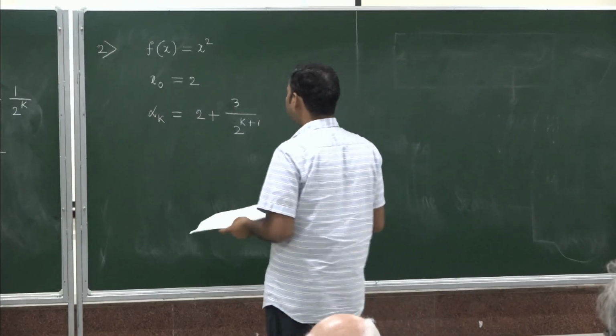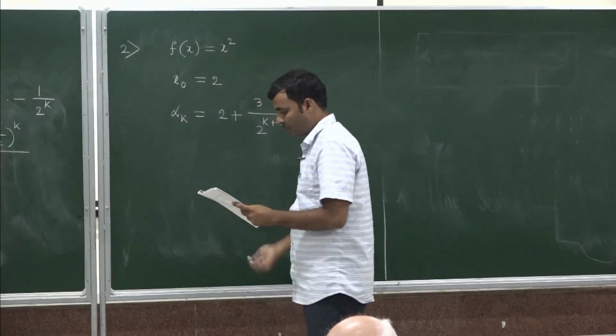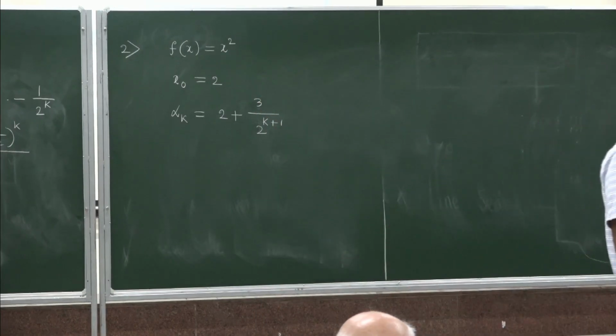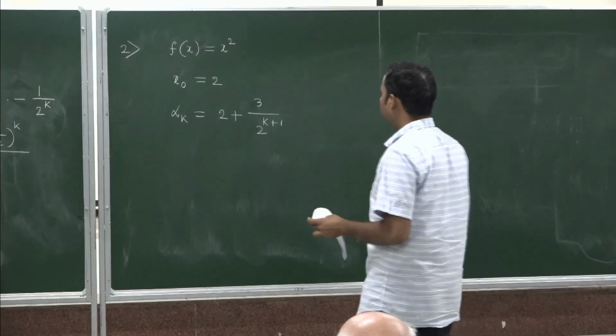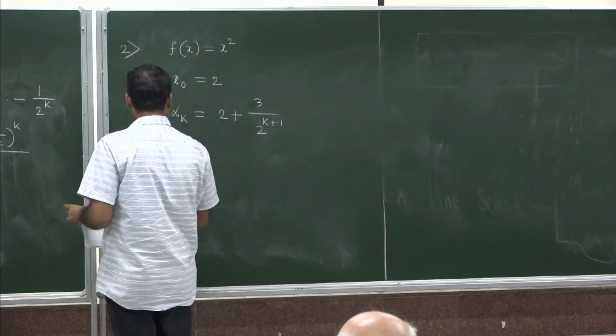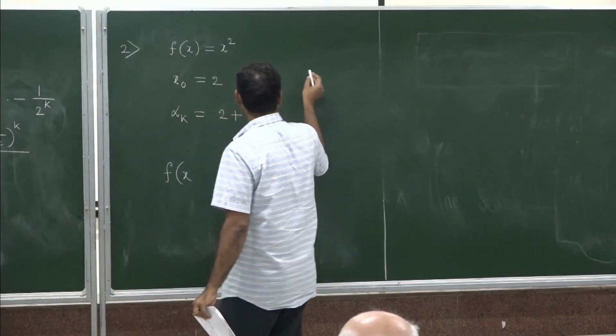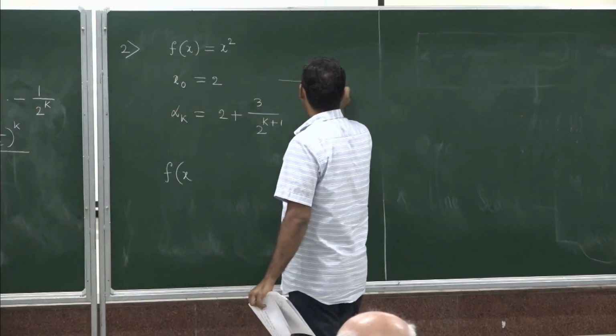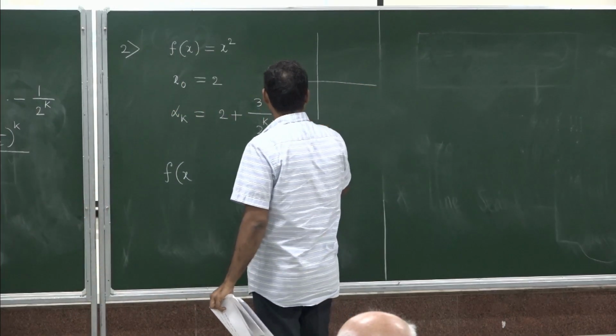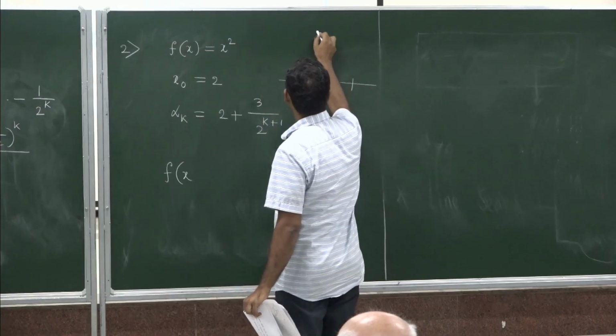Yeah, 2 plus 3 by 2 to the power k plus 1, this much. You take this one and then I must also write down the difference. And here you notice that the descent directions alternatively are positive, negative in that manner.